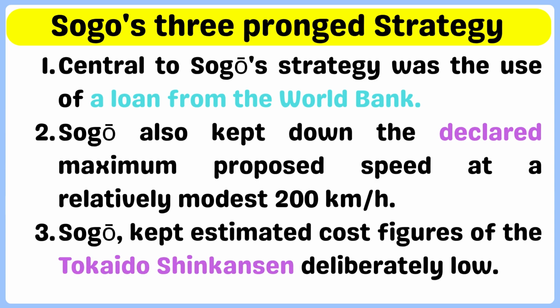Thirdly, Sogo kept the estimated cost figures of the Tokaido Shinkansen deliberately low for fear that if they were too high, neither the Japanese government nor the World Bank would have supported the proposal. Also, it was in his mind that once JNR's total budget was approved by the National Legislature of Japan, the JNR president had discretionary authority over how to spend it.